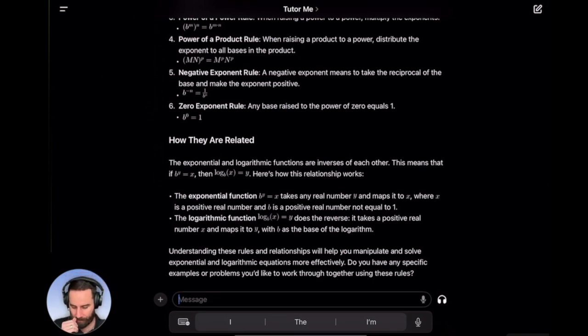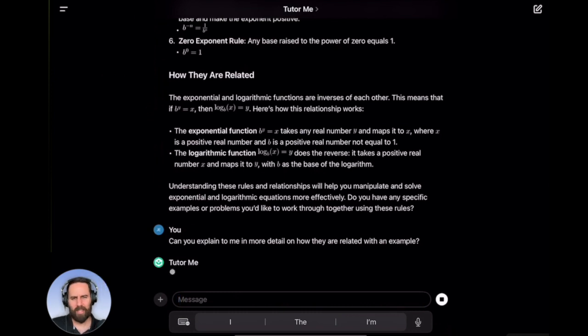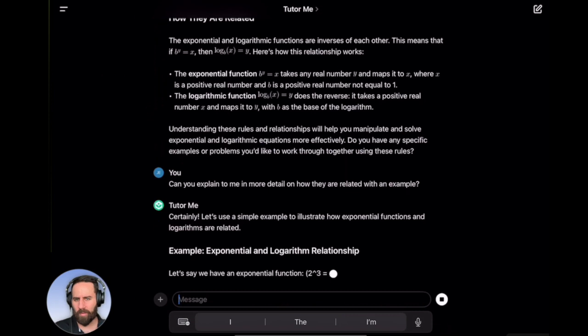That's really cool. Let's see. If you're still confused, can you explain to me in more detail how they are related, with an example? So then you're like, okay, it's a lot of math words. All right, so now give me an example of how they're related.